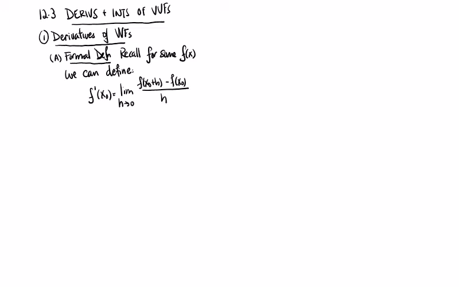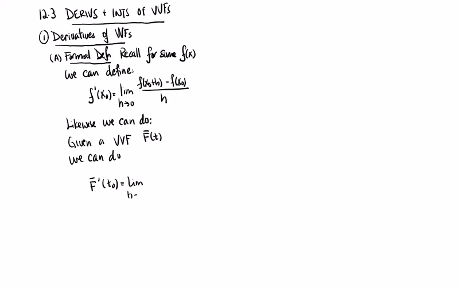So likewise, we can do this with vector valued functions. And when we do this, you'll see the reason why we mentioned 12.2 briefly. So given some vector valued function, capital F bar of t, I'm basically going to emulate the definition above, just changing the appropriate letters. So capital F bar prime of t0 is the limit as h goes to 0 of capital F of t0 plus h minus capital F of t0 over h.